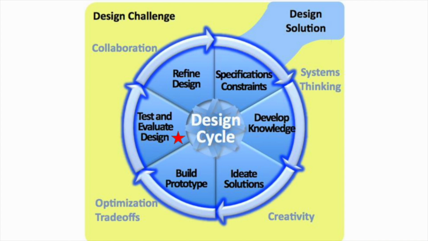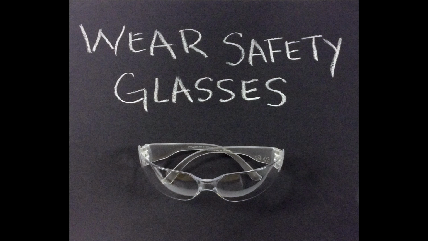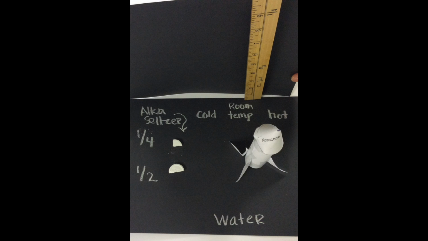Now it is time to test and evaluate the design. Again, be sure that everyone is wearing safety glasses. Learners will work together to add their determined amount of Alka-Seltzer to a particular temperature of water. When the rocket launches, they will need to determine how high the rocket flew. Note, measuring the height can be a challenge.